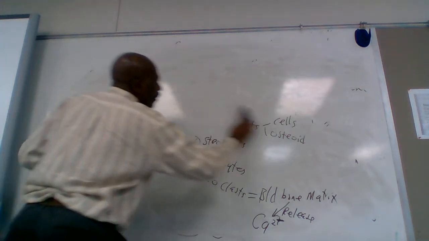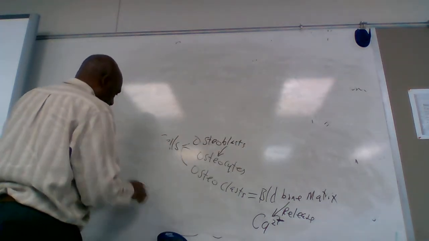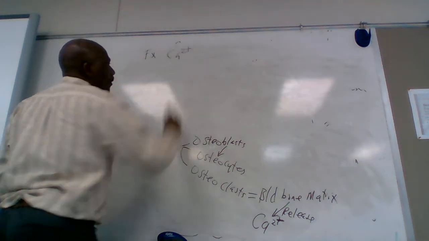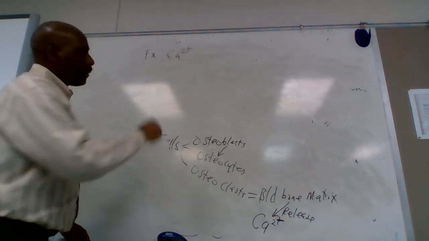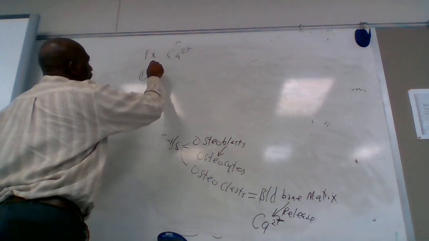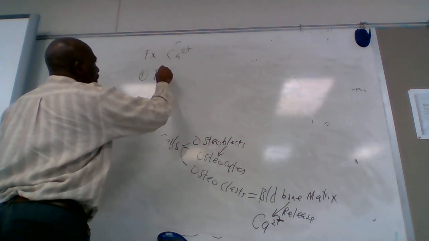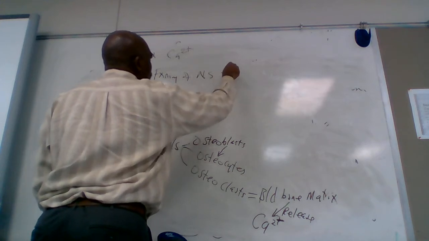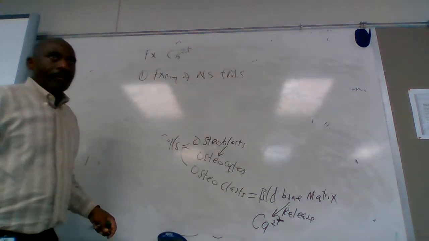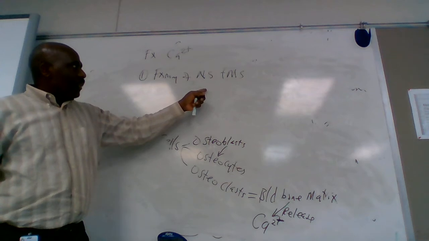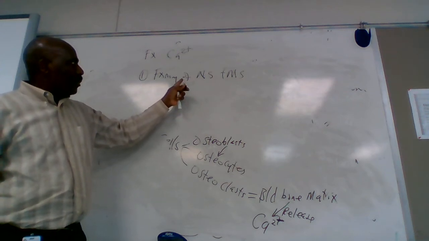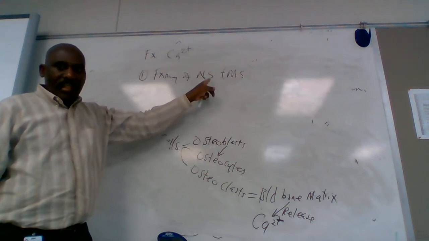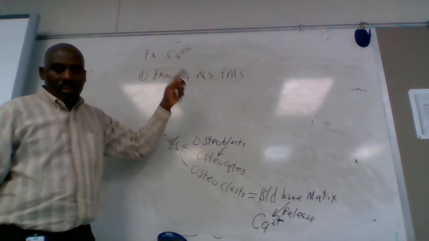Function of calcium ions released. Number one, it is required for the functioning of the nervous system and the muscular system. So the calcium ion that is released is required for the functioning of the nervous system and the muscular system. They need calcium ion for them to be able to function.